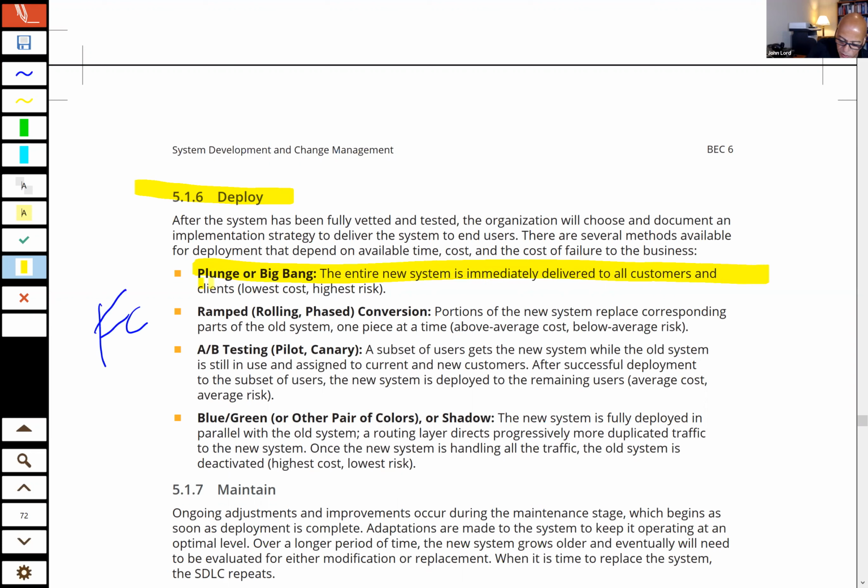Essentially, you turn one system off and you start the next one, right? Ramped: portions of the new system replace corresponding parts of the old system. So you do it in stages, right? A/B testing: a subset of users gets the new system while the old system is still used and assigned to current and new customers.